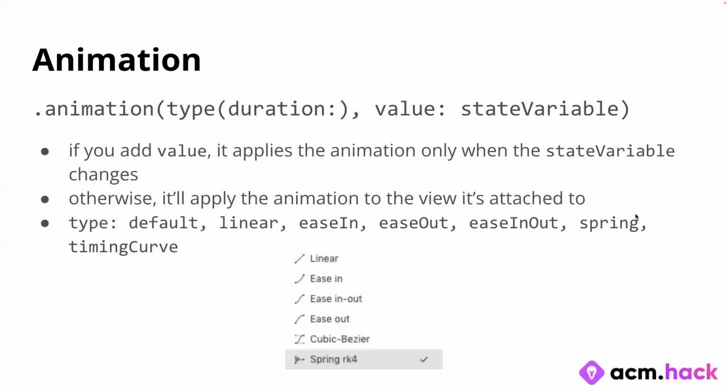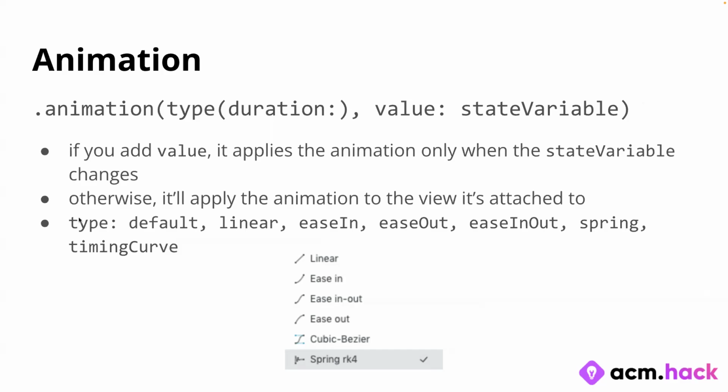The first one I'll be talking about is dot animation. This is the implicit type of animation. Here, you can see the syntax is dot animation. We have whatever type of animation we want, then the duration, where you put a number for how long you want the animation to last, and then a value with a state variable. Whenever this state variable changes, that's when this animation will apply. If you add this value part, it will only apply the animation when the state variable changes. Otherwise, if you don't add this part and the only part you have is the front part over here, it will apply the animation to the view it's attached to.